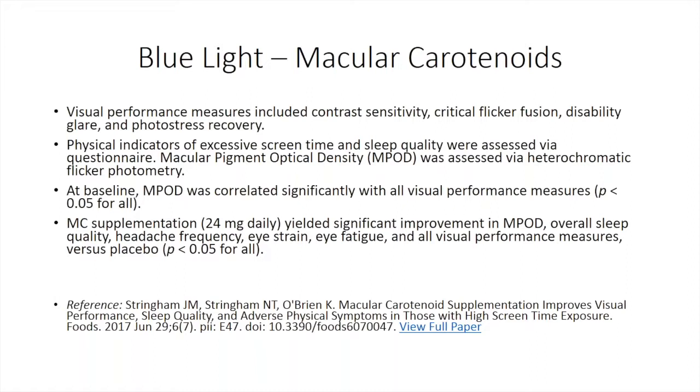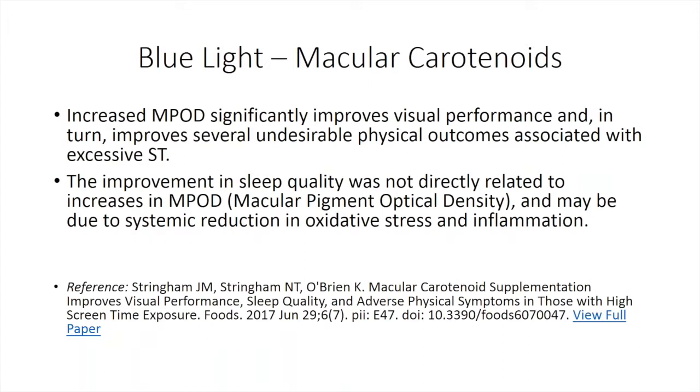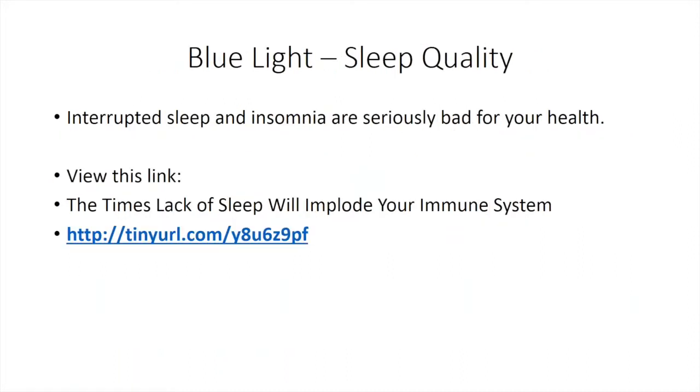So a really lovely study looking at the power and the benefit of macular carotenoids, not just for eyes, but also for other markers and measures and symptoms. So increased macular pigment optical density is good at reducing systemic oxidative stress and inflammation, and significantly improves those visual performance and other physical markers.